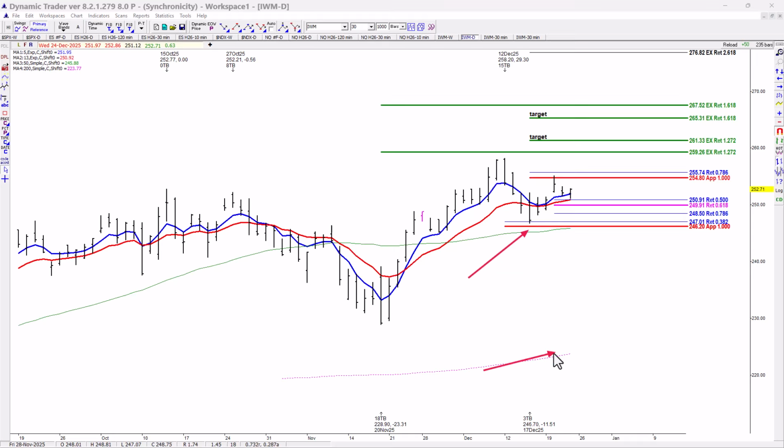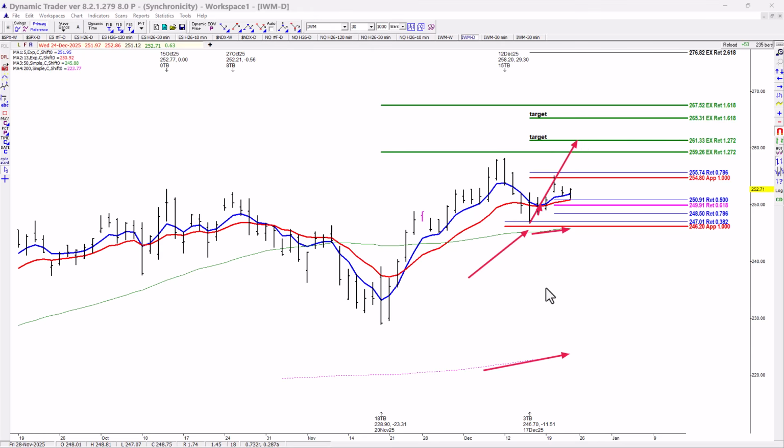We do have price above the 200 simple moving average, above the 50 simple moving average, and then the 5/13 EMA combo is bullish with the 5 above the 13. So I'm leaning towards seeing higher prices. Now, obviously, just because I think so doesn't mean it's going to happen, but that's what this setup tells us. The potential is to this 1272 extension as target number 1, which would be 261.33.